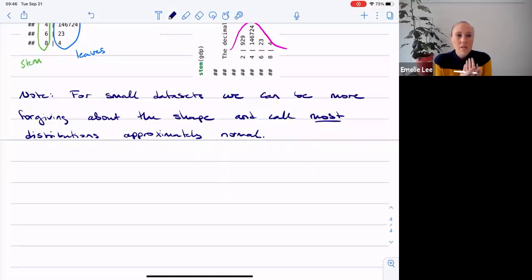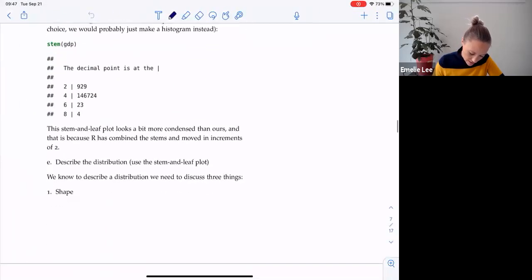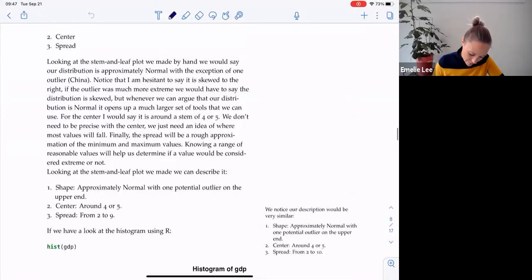Okay. And so usually my go-to argument is it looks approximately normal because if I collected more data, I think it would even out, right? I think it would kind of smooth out and approach a normal distribution. So what does this distribution look like if we have the histogram?